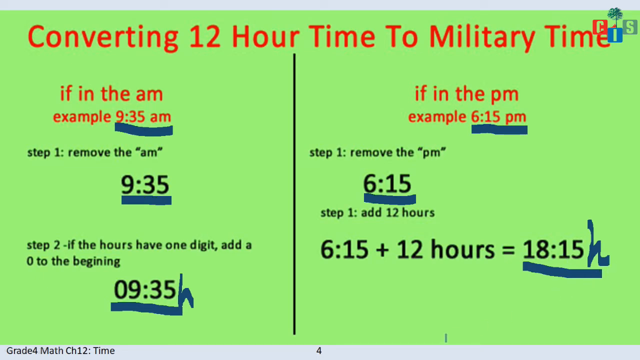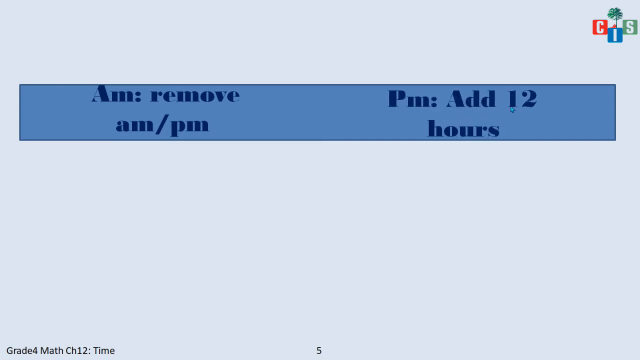Fine. So what is the rule here? If it's AM, you have to remove it, and if it's PM, you have to add 12 to it. Okay, fine. Let's move on to more examples so it will be clearer to you. Okay, now what's the rule we saw? If it is AM, you will remove the AM, and if it is PM, you will add 12. Fine. And the other thing we saw is, for the 12-hour clock you use AM and PM, and for the 24-hour clock you use only hours.